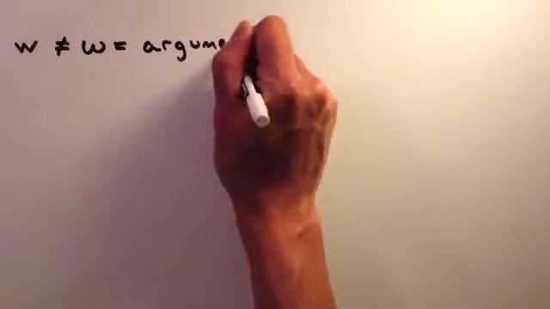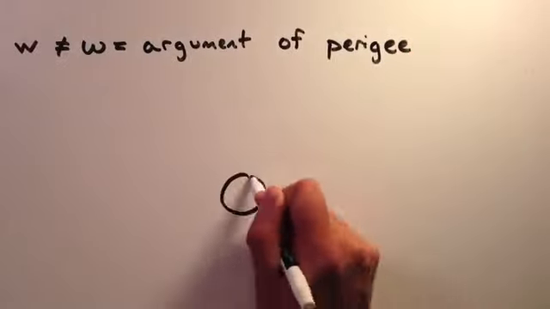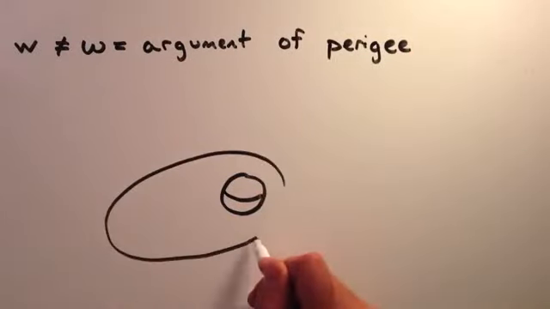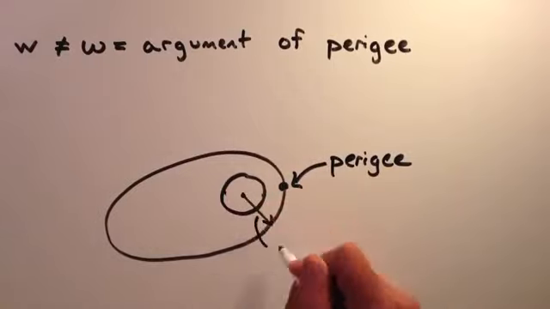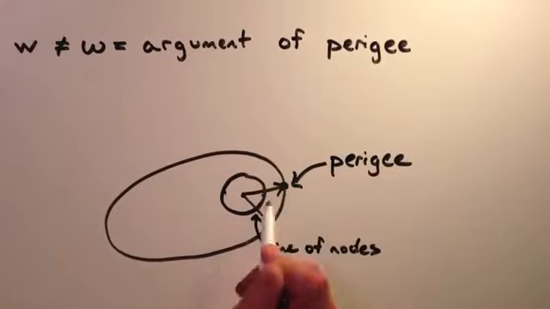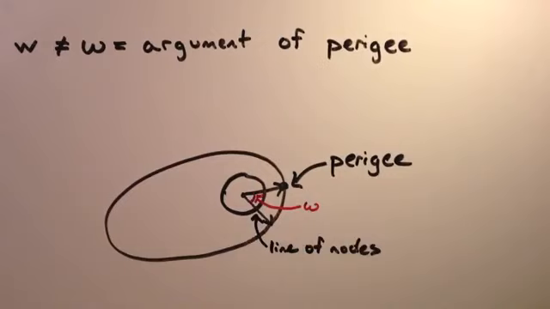The next parameter is little omega, not W. This one is called the argument of perigee. Remember that perigee means the point at which the satellite is closest to the Earth. The argument of perigee is the angle from the line of nodes to the satellite position vector at perigee. Again, you may want to pause the video to study this picture some more.